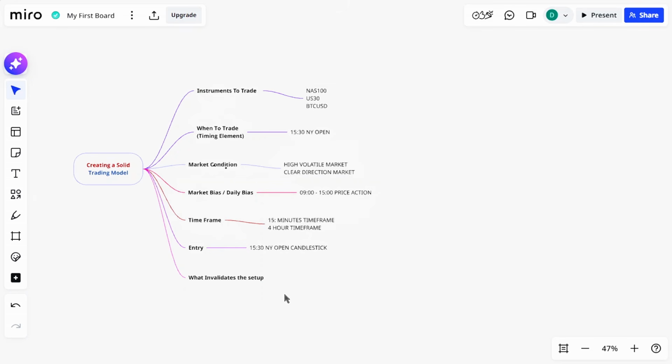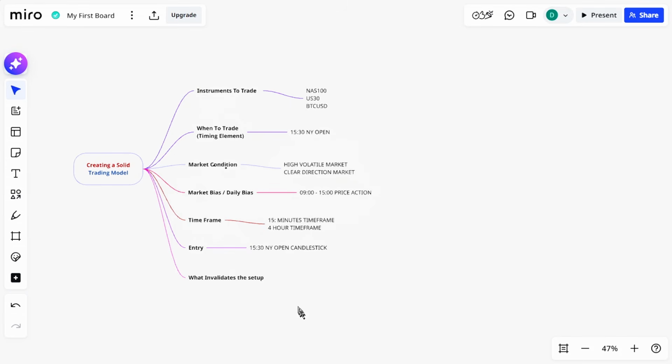What type of market condition gets your setup to fail the most? You've got to try by all means to find it, so that each and every time you see it afar, you can know exactly: I can see you, I know you. Don't try me. So that's why it's so important to always take note of or try to find what invalidates your setup.